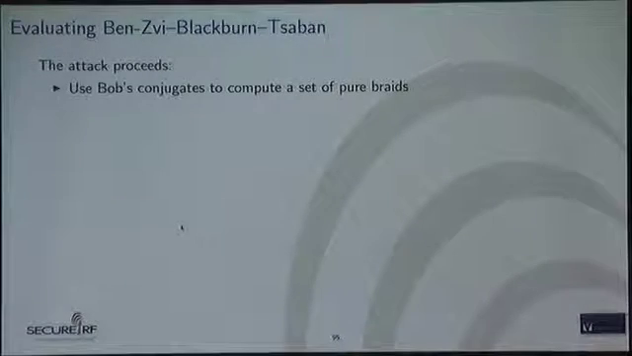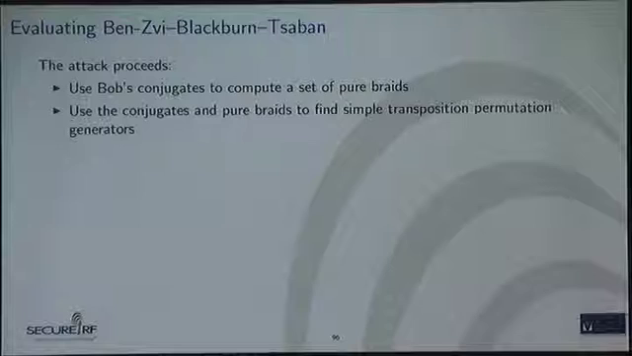So the first thing they do is they take Bob's conjugates and have to compute a set of pure braids. So they have a conjecture that they can do this relatively easily using random distributions. But there's a lot of work involved in doing that, and it takes up a lot of the time. Then once they have that done, they take the conjugates and pure braids, and they find simple transpositions and permutation generators. So what they want to do is find what combinations of conjugates and these pure braids can find a single crossover on a braid in the permutation. And then they can use those simple ones to build up whatever permutation you wind up having.